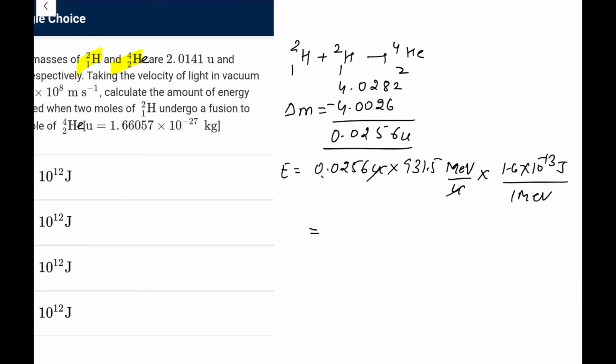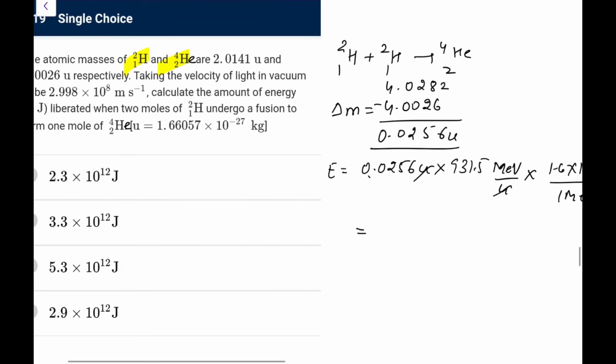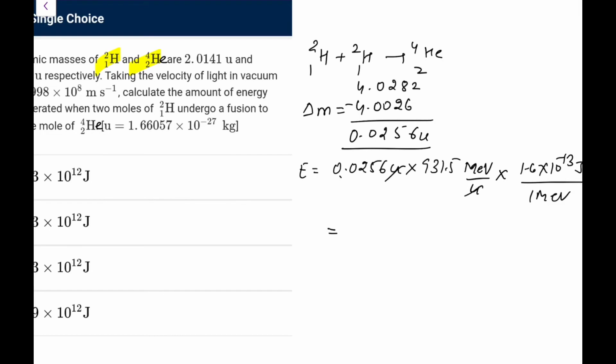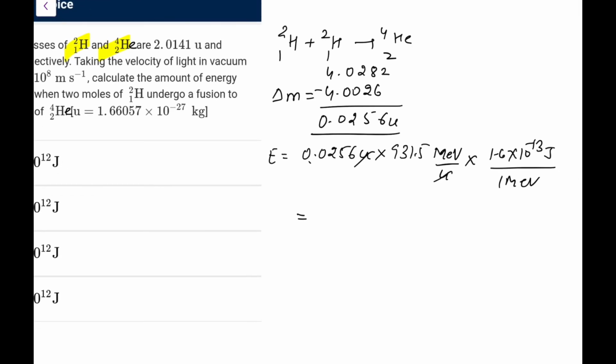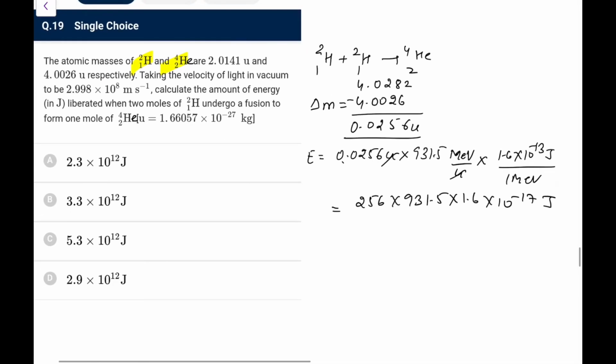The powers are also the same, so we will have to do some rigorous calculations. We are not left with any choice. So this is 256, this is 931.5, and 1.6, and this will become 10 to the power minus 17 joules. Now this is for a single reaction.